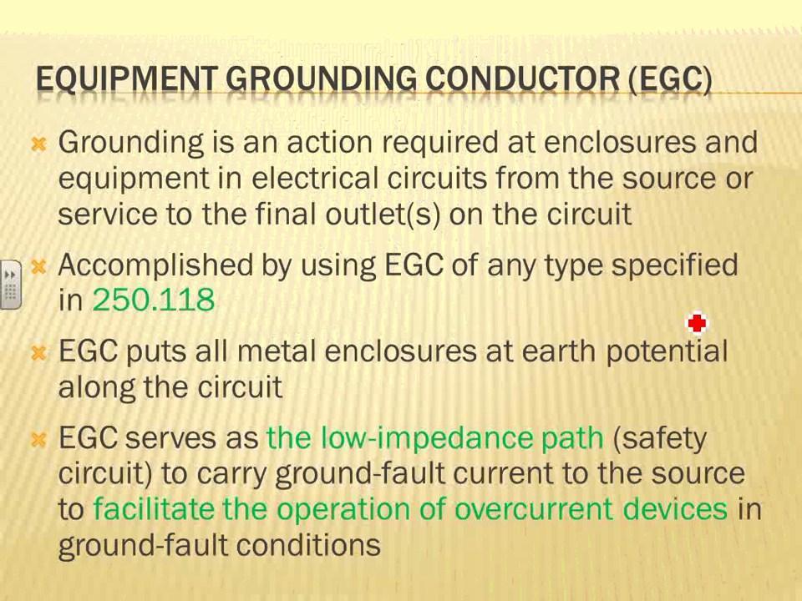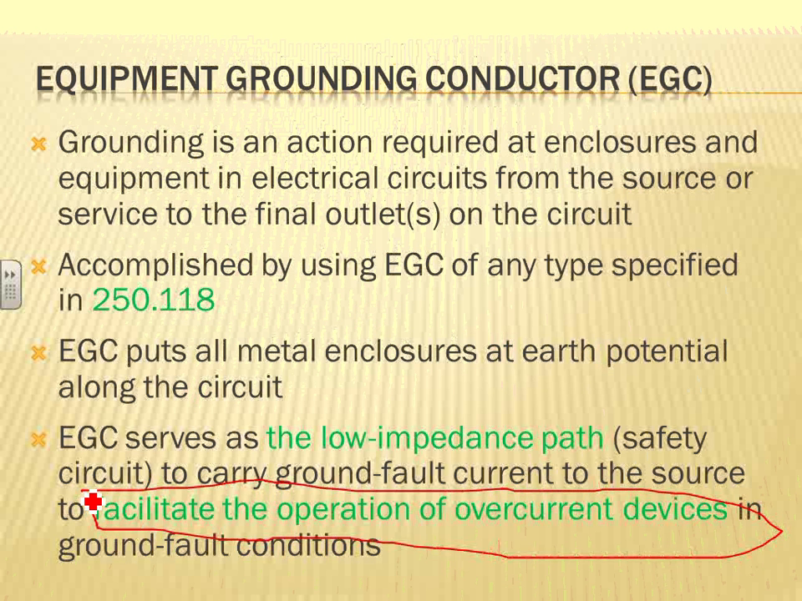Facilitate the operation of the overcurrent protection device. So the equipment grounding conductor, guys, is really the most important thing I highlighted right in here. Why do we have an equipment grounding conductor? To facilitate the operation of the overcurrent protection device. You need a conductor that's large enough that can handle the ground fault long enough to trip the circuit breaker.